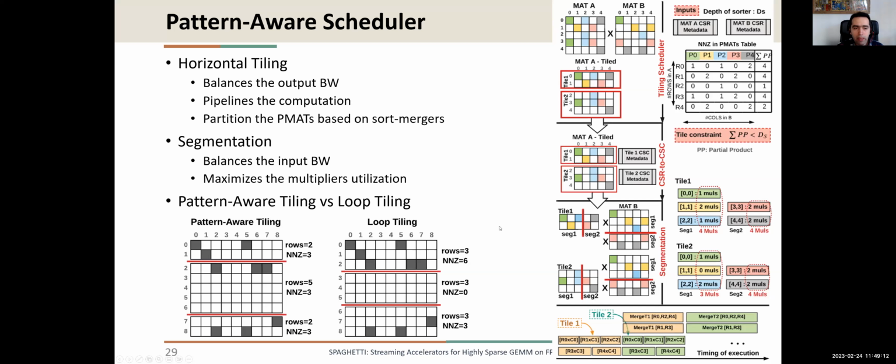And the result would be what we call a pattern-aware tiling, right? If we have this dense matrix, a regular loop tiling means that you just tile the matrix based on the size, right? So on the right, you see the loop tiling where we have this tile completely 0, right? But the pattern-aware tiling means that every tile might have a different size, depending on the number of non-zeros that we have in every tile.